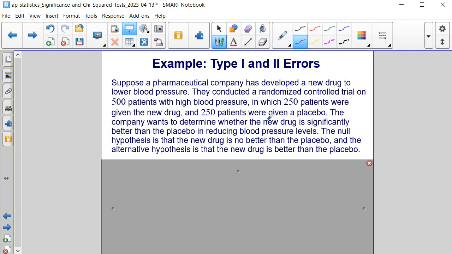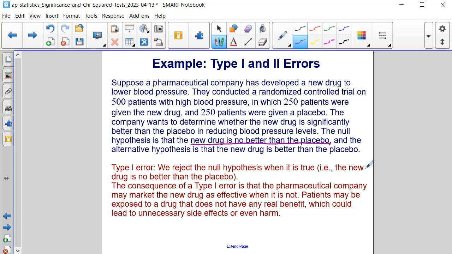Well, a type 1 error occurs when the null hypothesis is rejected, and the null hypothesis is that the new drug is no better than the placebo. So the consequence of a type 1 error is that the pharmaceutical company may market the new drug as effective when it is not. Patients may be exposed to a drug that does not have any real benefit, which could lead to unnecessary side effects or even harm.